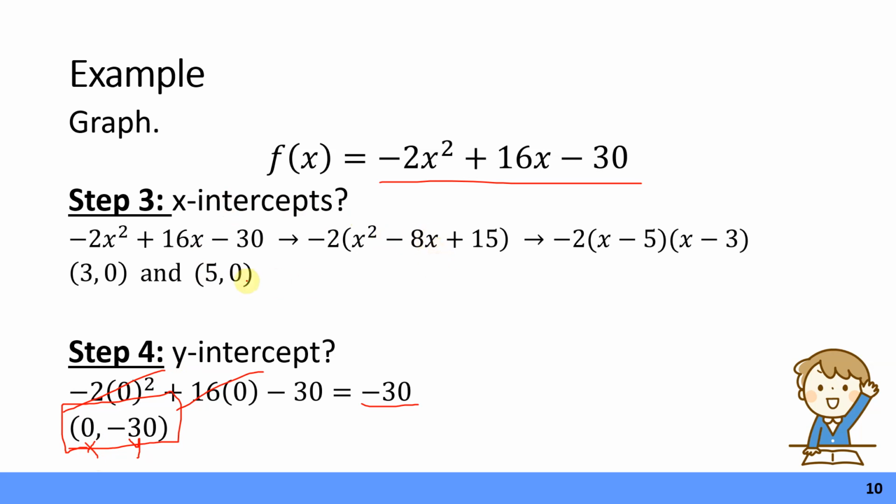For x-intercepts, we had to factor. Our answers go on the x values, and we put zeros on the y values. Now for the y-intercept, whatever answer we get goes on the y value, and we put zeros on the x. All right, so we're done with steps 1 through 4.